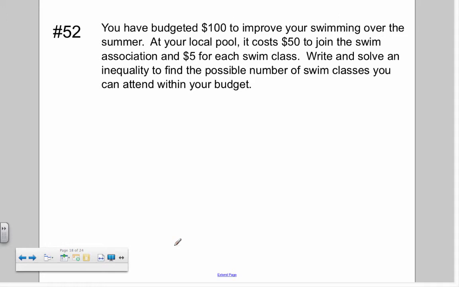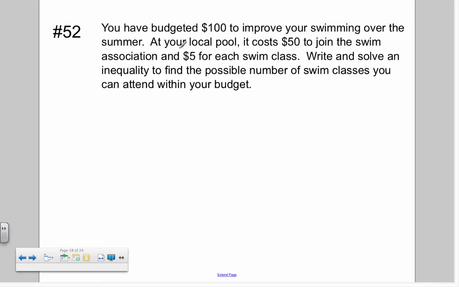So here, number one, we're writing an inequality. So we're not going to have an equal sign. We're going to have either a greater than or less than, or greater than or equal to, or less than or equal to symbol. We can approach this just like we would approach other linear equations that we would write.